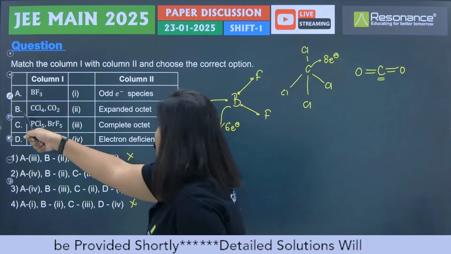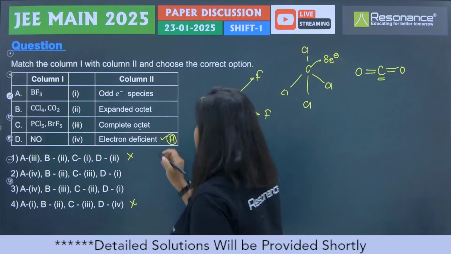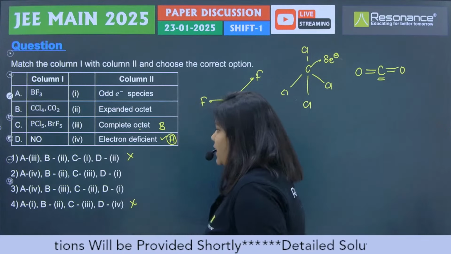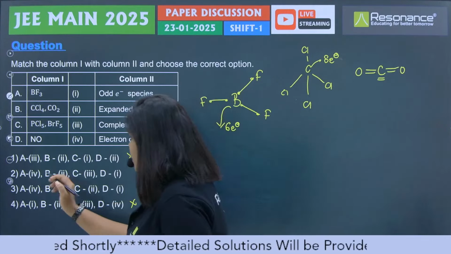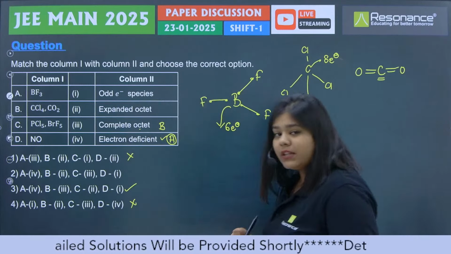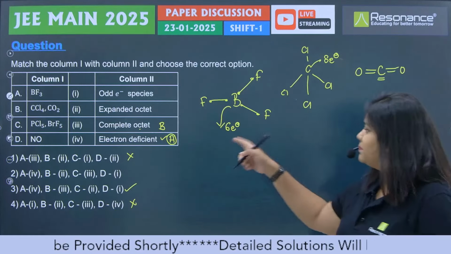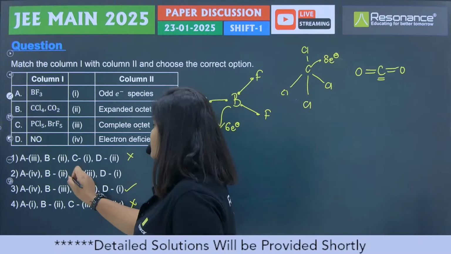That means B is having the complete octet. Third one belongs to B. So B is having third one. So see, we got the answer. Answer will be 3, because when A is having fourth one, B is having third one. So this also becomes wrong.